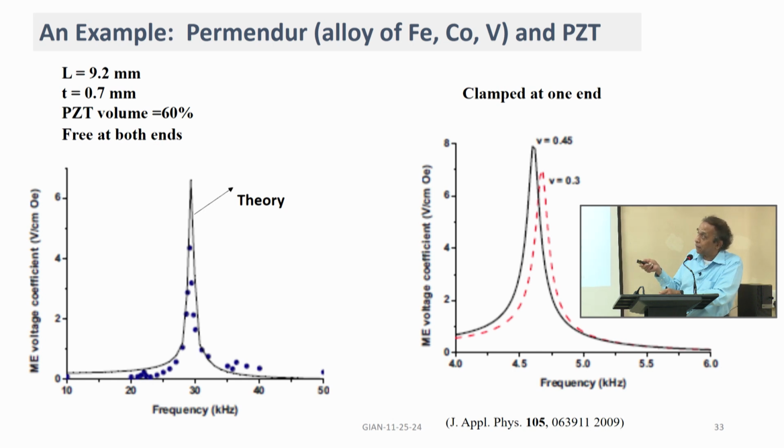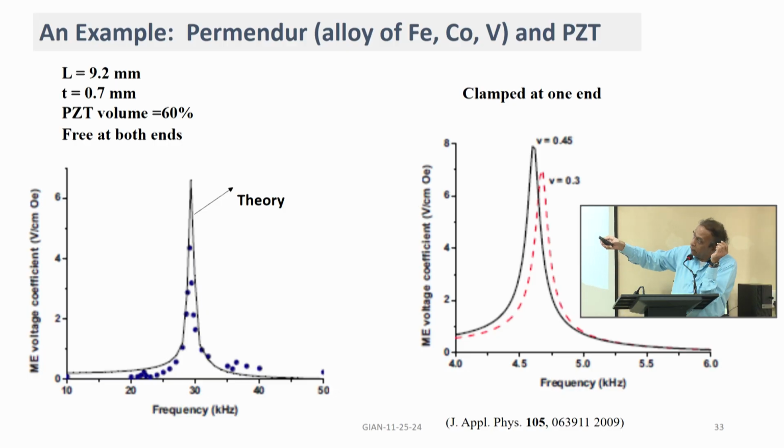This is, I believe, a trilayer. There is no bending mode, and the first resonance occurs at 30 hertz. If I keep decreasing the length of the bilayer, the resonance frequency will keep increasing. Okay. As you see here, the numbers are in volts per centimeter Oersted.